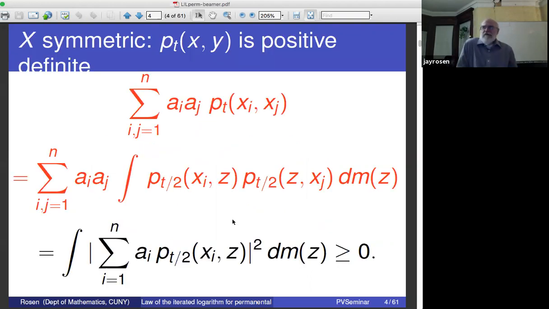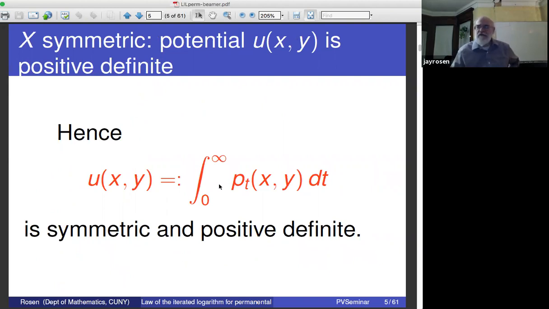Now, I begin with a symmetric Markov process. So the transition density is symmetric, and I want to show it's actually positive definite. So here's the proof. You write out the expression, you want to show this is positive, and then the transition density, you write out in terms of the Chapman-Kolmogorov expression here. And now, by symmetry, in the second factor, I could switch the x_j with the z. And then this whole thing becomes a square, and so it's positive. So p_t is symmetric and positive definite. And furthermore, the potential is symmetric and positive definite.